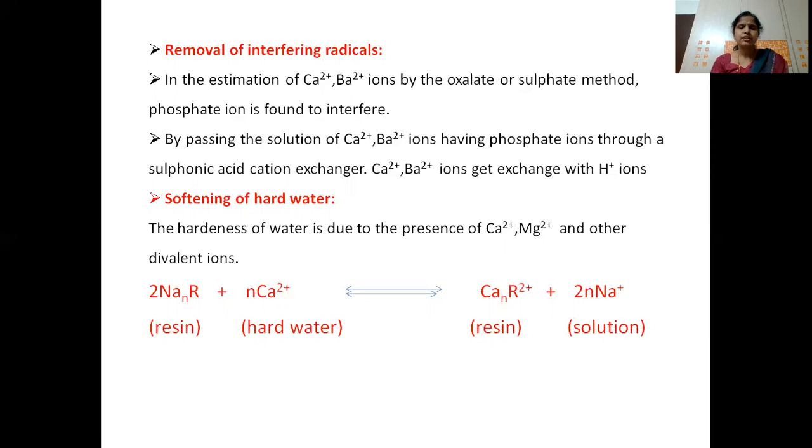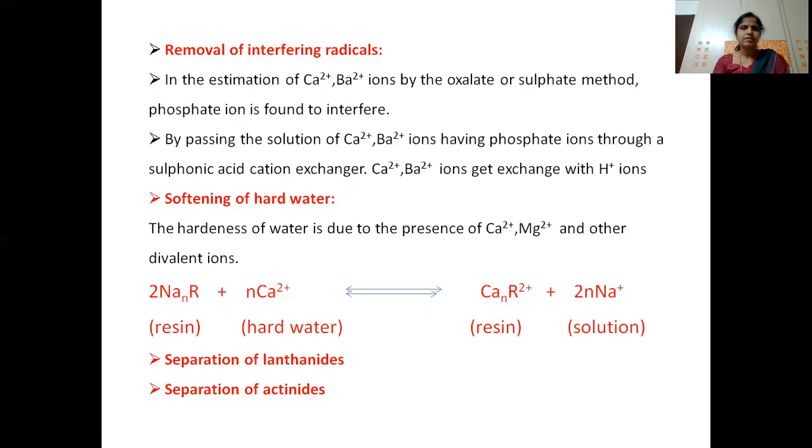Then another important thing is, the same technique can also be used in demineralization of water. That is where we can remove all the minerals by using this technique. So you can remove cations as well as anions. It is also used in the separation of lanthanides. So if you want to separate a mixture of lanthanides, again we can use this technique. Then separation of actinides also. So these are all the important applications of ion exchange chromatography.